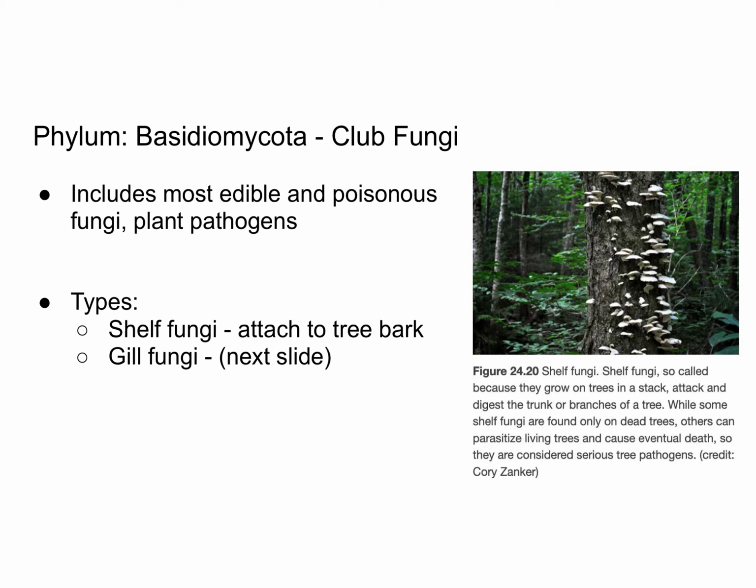So two examples of types of Basidiomycota include shelf fungi, and you can see that in this picture here. The shelf fungi are often found attached to tree bark. So if you're out hiking and you see mushrooms on the side of a tree, that is likely a type of Basidiomycota. There are also gill fungi, which we will talk about in more detail on the next slide.